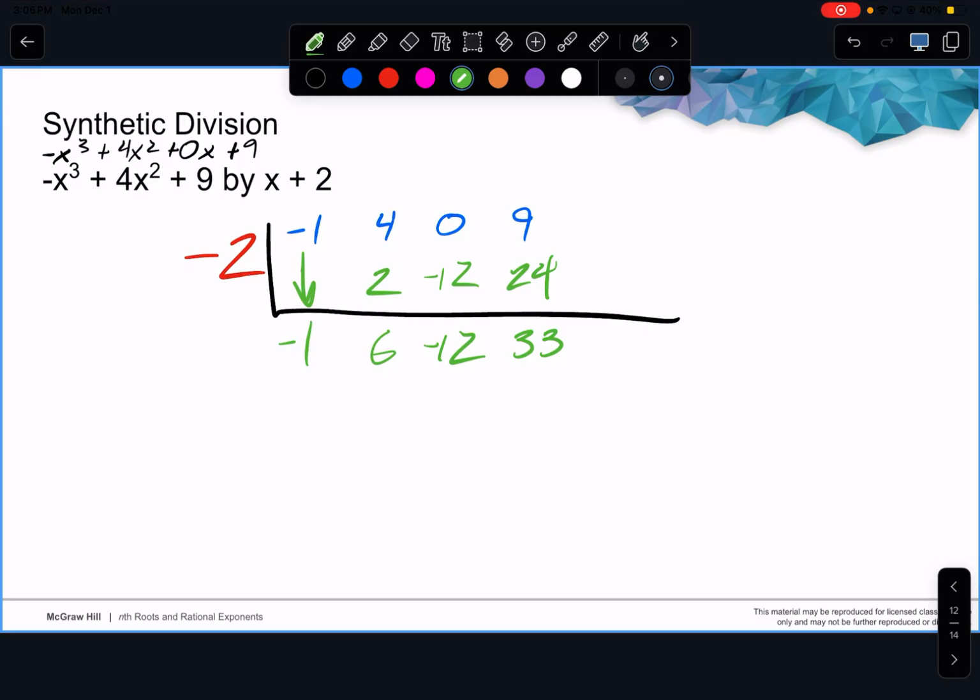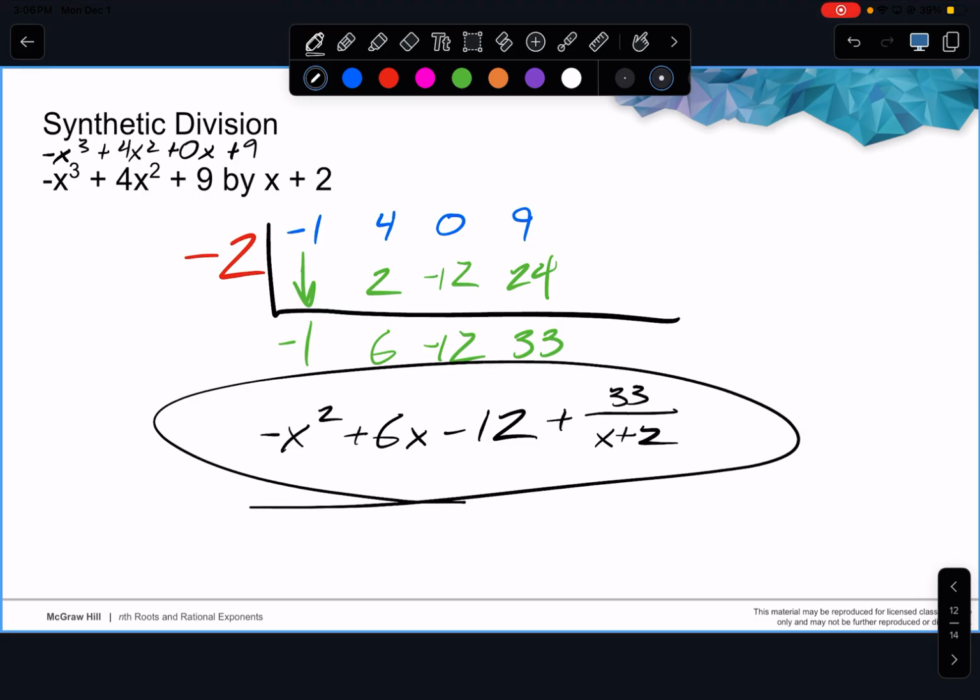So because the degree was originally 3, my new degree is going to be what? 2. Squared. Okay, so this is going to be -x squared, and then plus 6x minus 12. That was the little thing. Shouldn't have an x on it. Yeah, we figured. Okay, and then plus 33 over x plus 2. Can we simplify it? Oh, is that it? That's it. There's nothing that you can combine on this one to simplify. That is it.